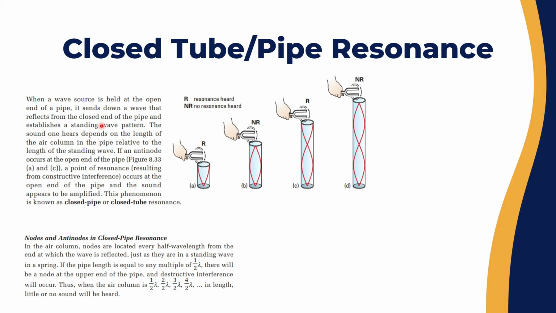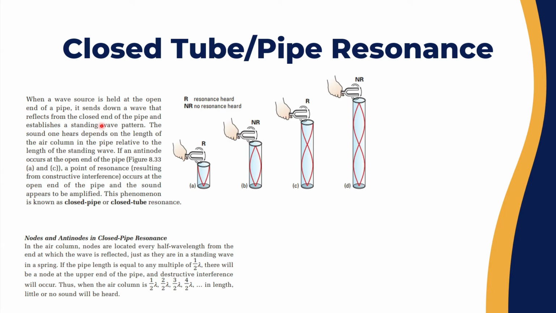We can define more what we call closed tube or closed pipe resonance. When the wave source is held at the open end of the pipe, like the tuning fork in this case, it sends down a wave, which will reflect at the base and go back up to the top, establishing a standing wave pattern. The sound that you hear depends on the length of the air column in the pipe relative to the length of the standing wave. So how long is the standing wave versus how long is that cup or that bottle?